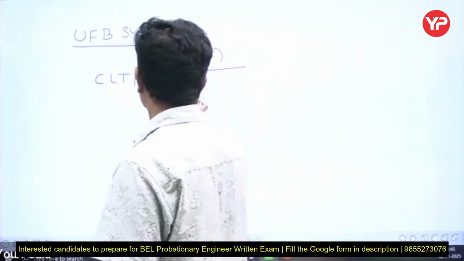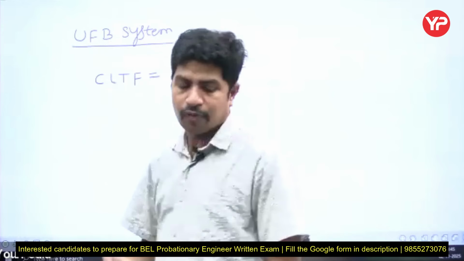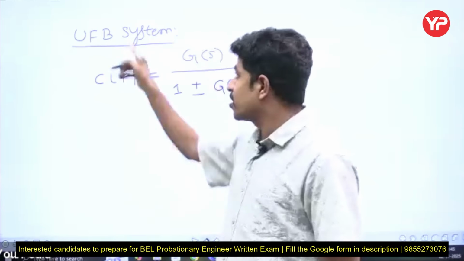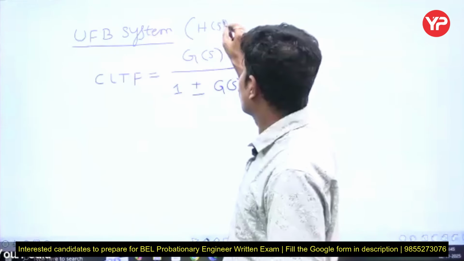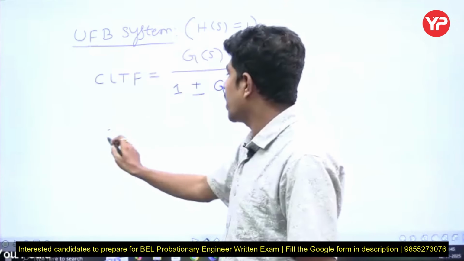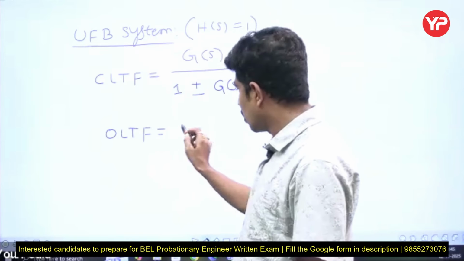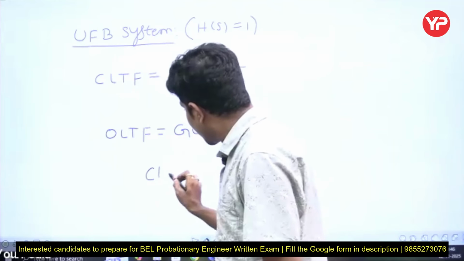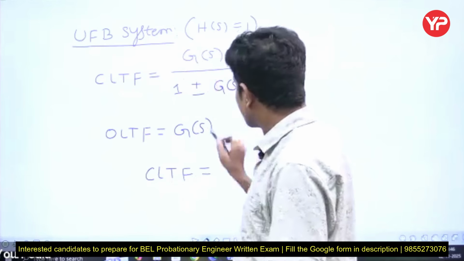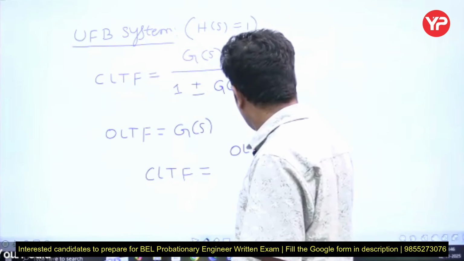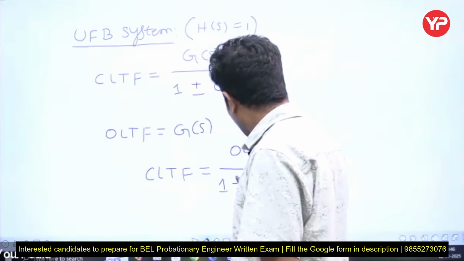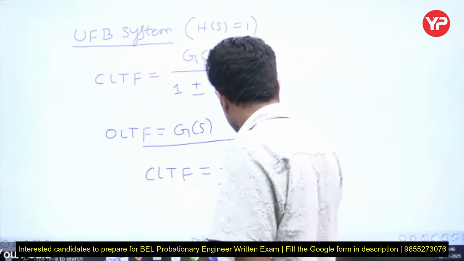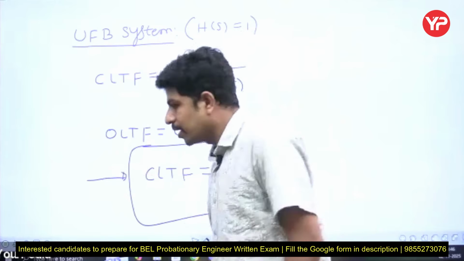G of S by 1 plus or minus, plus for negative feedback, minus for positive feedback. Actually G of S into H of S should be there, but as it is a unity feedback system, H of S is 1. Now what is the OLTF? OLTF is equal to G of S into H of S, but H of S is 1. Now can I write CLTF is equal to OLTF by 1 plus or minus OLTF? Observe it, understand it, digest it.